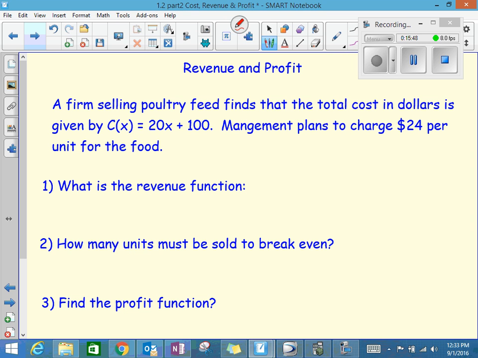So a firm selling poultry feed finds that the total cost in dollars is given by C of X equals 20X plus 100. Management plans to charge $24 per unit for food. Okay, so just to relate this back to our previous slide, what type of cost does 100 represent? Goods, right? What type of cost does 20 represent? Money. Okay. Management plans to charge $24 per unit for food. So that means when they're selling it, they're charging $24. So what is the revenue function? So what is R of X?